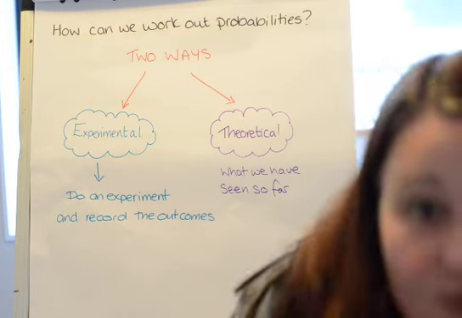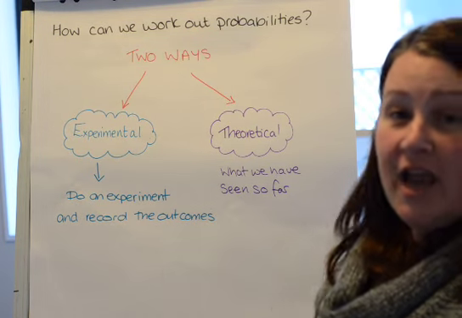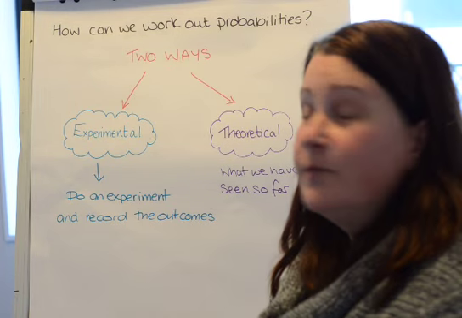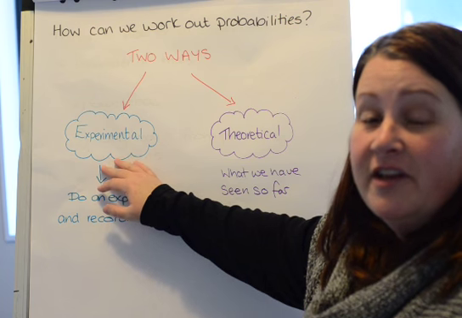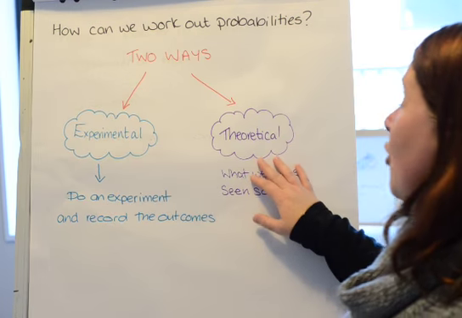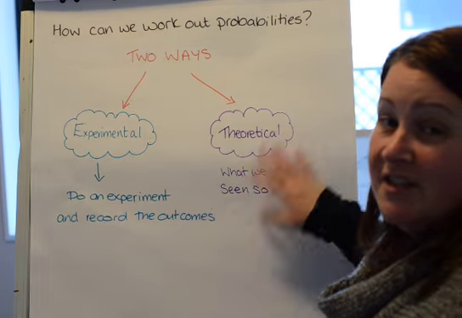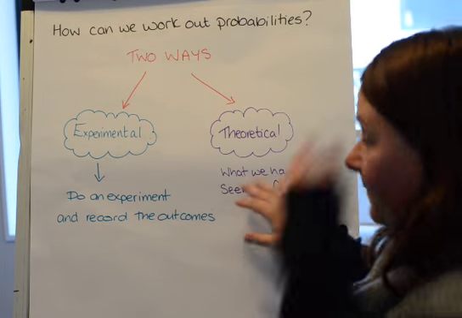Okay, so today we're going to look at how we work out probabilities. And there's two ways we can do this. We can use experiments and find out the probability experimentally, or we can use theoretical probability, and this is what we've been doing so far.